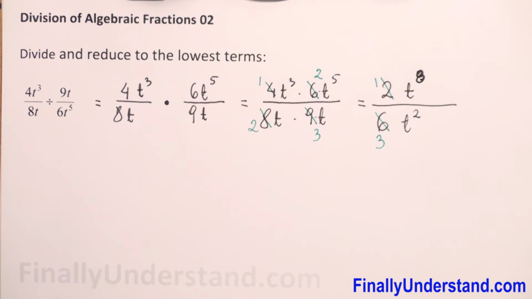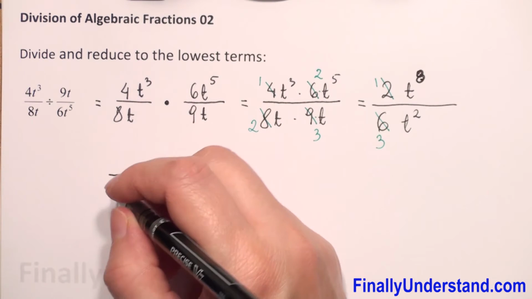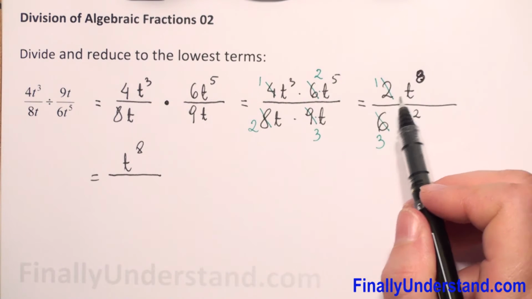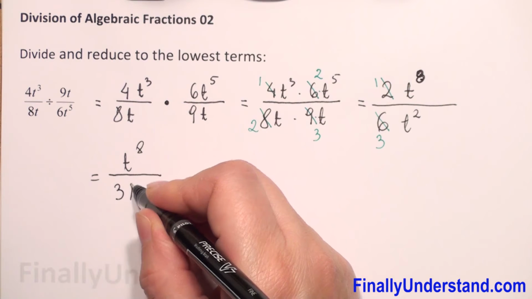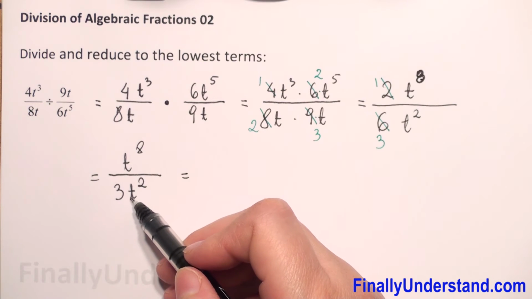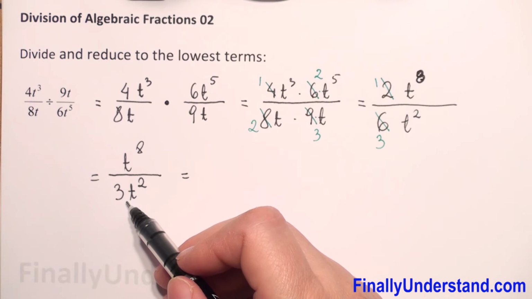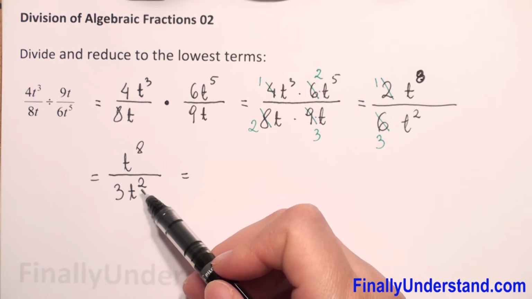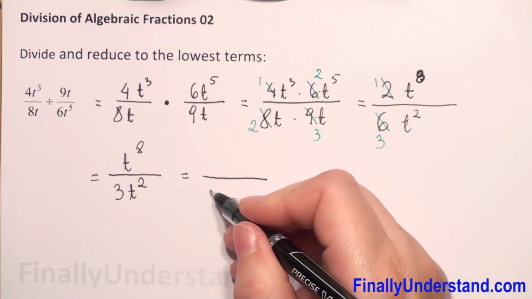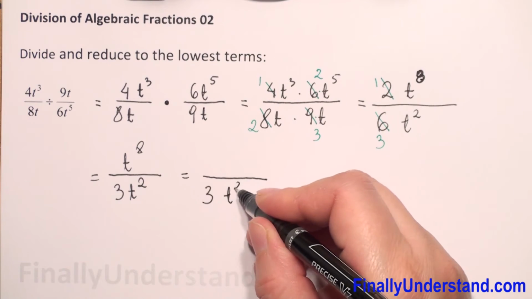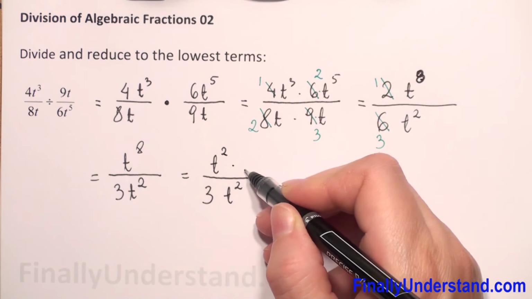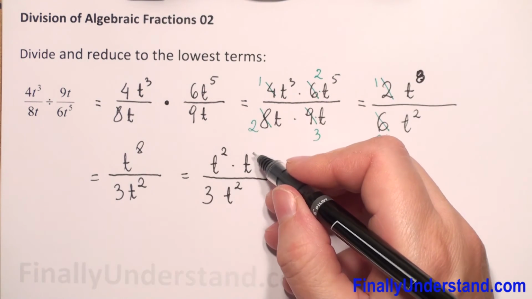So now we have only t to 8th power in the numerator, because 1 times t to 8th power is t to 8th power, and in the denominator we have 3t squared. Because we have the same variable and we have multiplication, we can reduce. We have t to 8th power and t to 2nd power. So like before, we copy the lowest power, t to 2nd power, and we rewrite t to 8th power as t to 2nd power times t to 6th power. 8 minus 2 gives me 6.